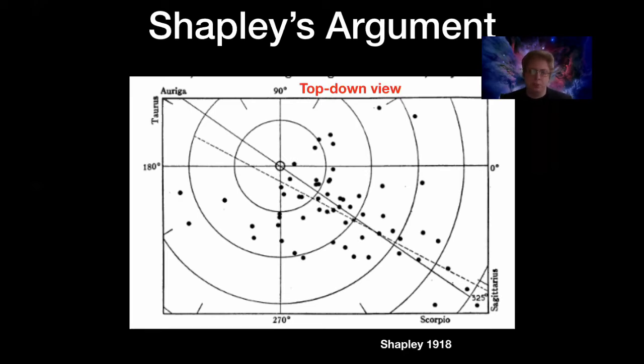So what does this mean? Shapley argues that this means that the Earth is not at the center of the galaxy. The center of the galaxy must be pointing towards Sagittarius because that's where the distribution of globular clusters is centered, and that there must have been something wrong with the star counts done by Kapteyn and by Herschel, because a similar experiment using these globular clusters comes to a very different conclusion.